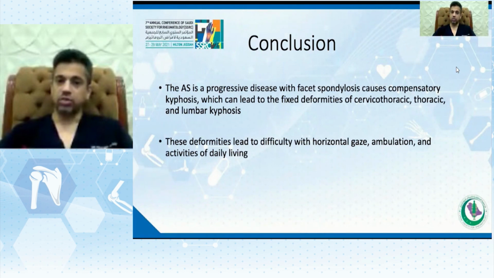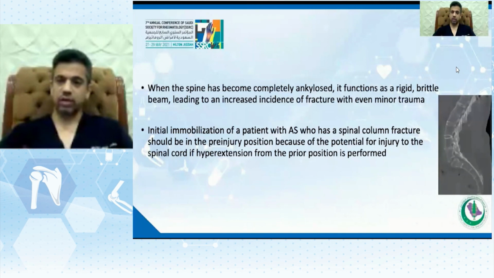In conclusion, ankylosing spondylitis is a progressive disease that affects the alignment of the spine, and the deformity can lead to difficulty with horizontal gaze, ambulation, and activities of daily living. Identification of a fracture case is extremely important, and immobilizing it in its pre-injury position to avoid possible injury to the neural tissue around that fracture is extremely important until the definitive management is made.